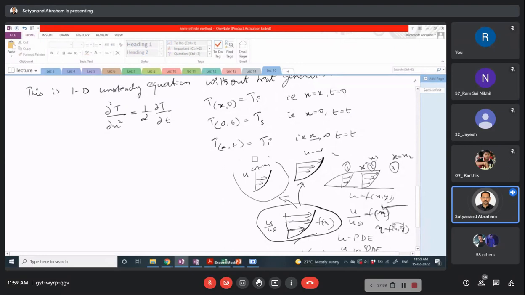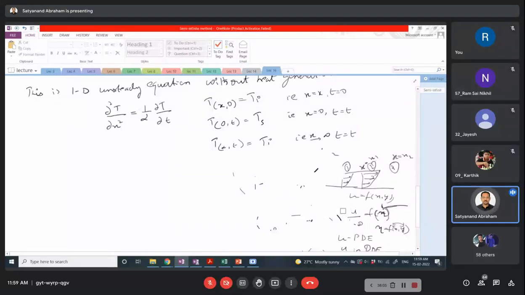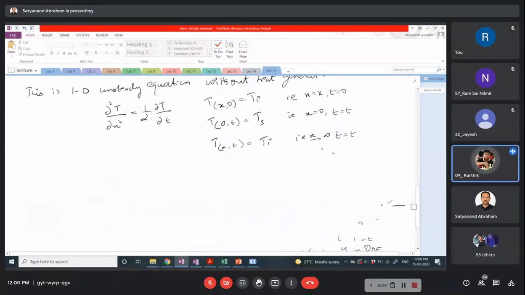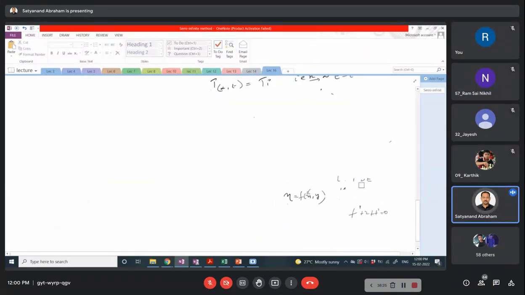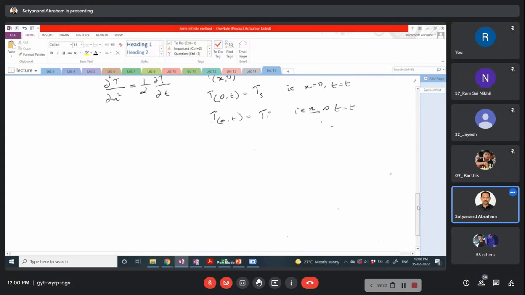A similar technique we can use here also. How can we use it here? What are the variables in our heat transfer problem? Instead of x and y, what are the variables we have in hand now? X and t, sir. X and t variables. So now we are trying to see, instead of eta as a function of x and y, whether we can have it as a function of x and t.